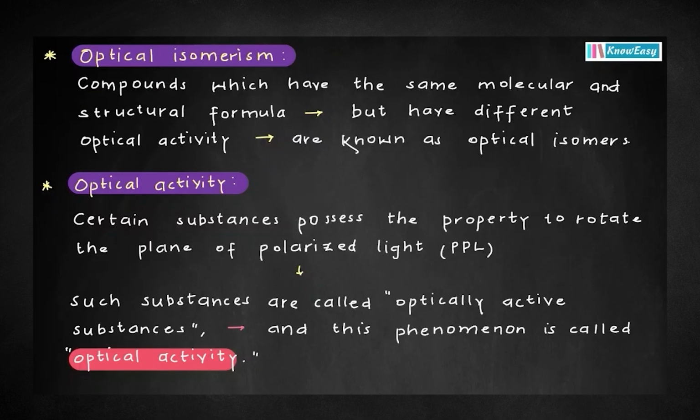Now we will quickly revise some basic things of optical isomerism. Compounds which have same molecular formula and same structural formula but have different optical activity are called optical isomers. Now what is optical activity? Certain substances possess the property to rotate the plane polarized light. Such substances are called optically active substances and the phenomenon is called optical activity.